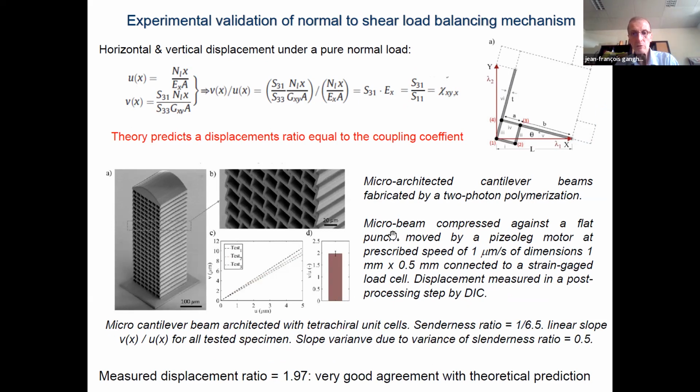And this micro beam has been fabricated by 2-photon polymerization technique. It is compressed against a flat punch, which is moved at a very low speed of 1 micrometer per second. And then we measure the displacement by post-processing by digital image correlation. So here we measure the coupling coefficient, which has a value of 1.97, which is very close. The computed one is about 1.95, and of course there is a slight variance in this experiment, which is due to the variance of the slenderness ratio, which accounts for the scatter of experimentally measured values.